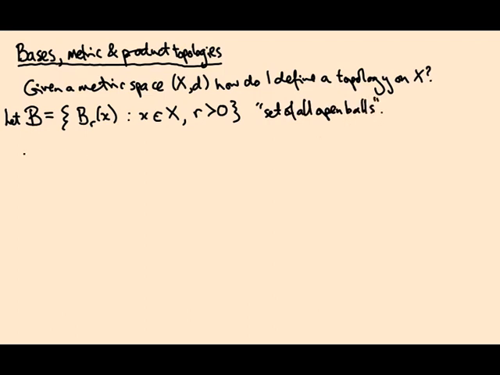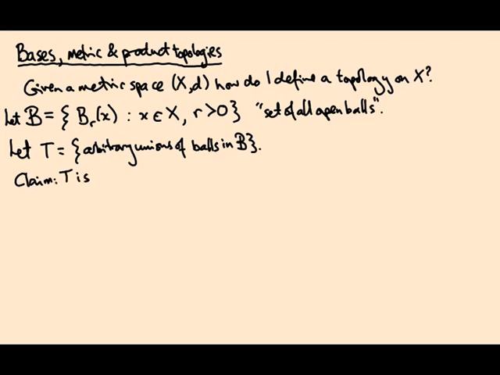Then what I do to form a topology is I let T be the set of unions of open balls, just arbitrary unions of balls in B. And the claim is this is a topology, called the metric topology. And in general, this is a very good way of defining a topological space. You specify a collection of sets, and then you take arbitrary unions of those sets.